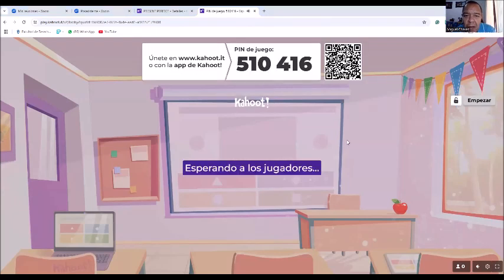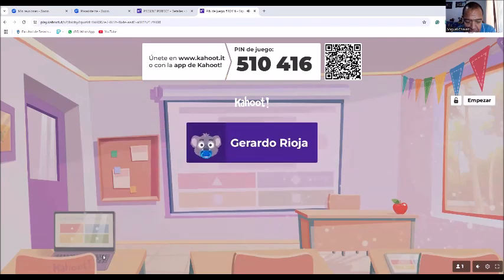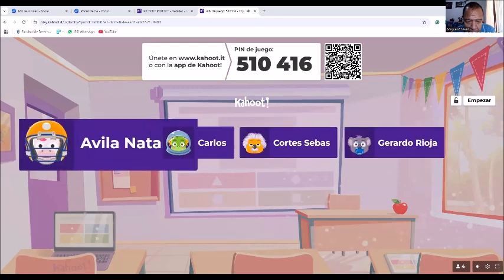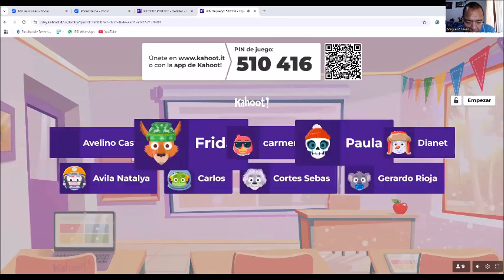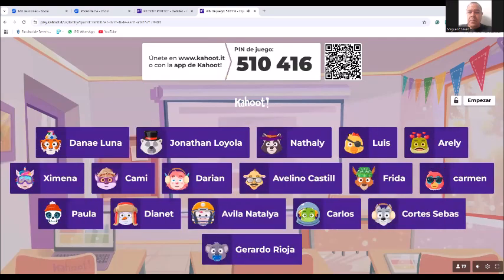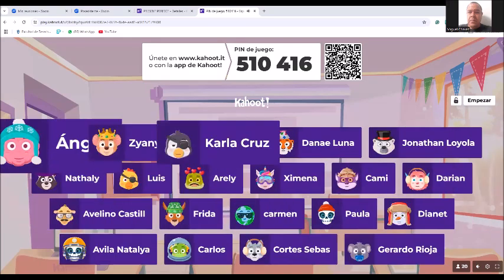Okay, the pin for our game is 510416, or scan the code, please. Welcome to this Kahoot. Thank you so much.